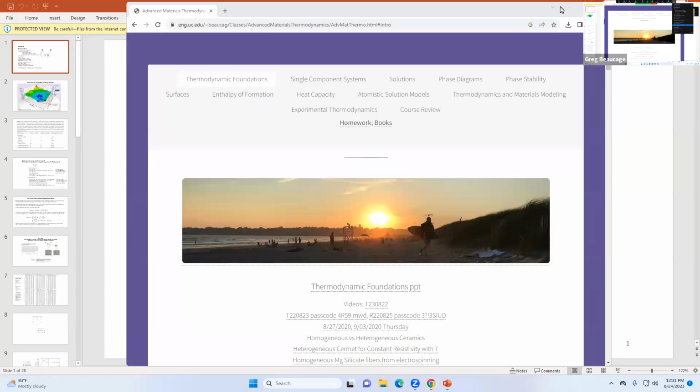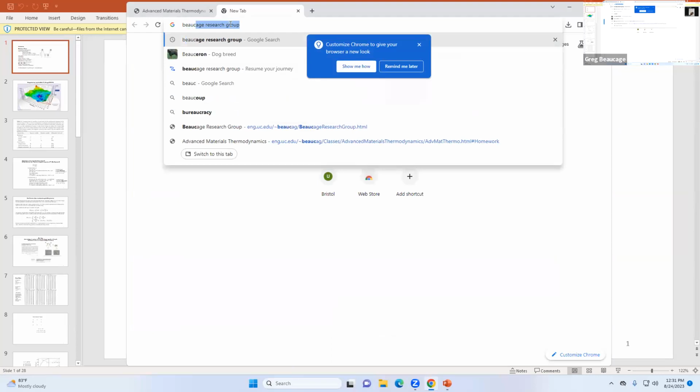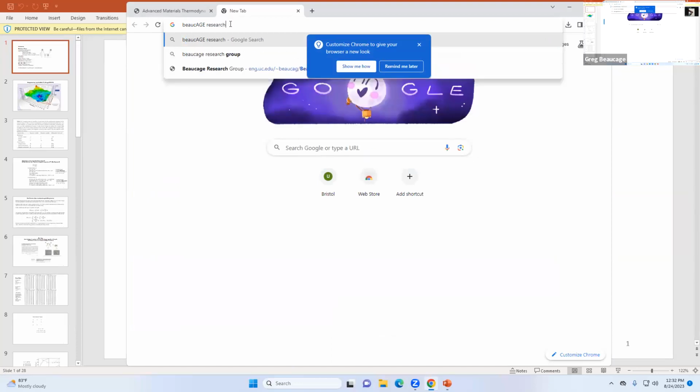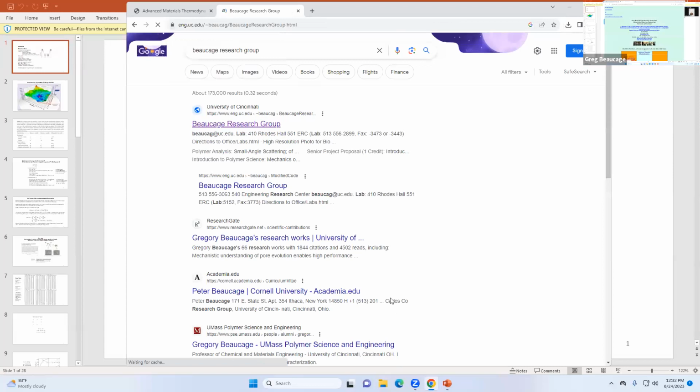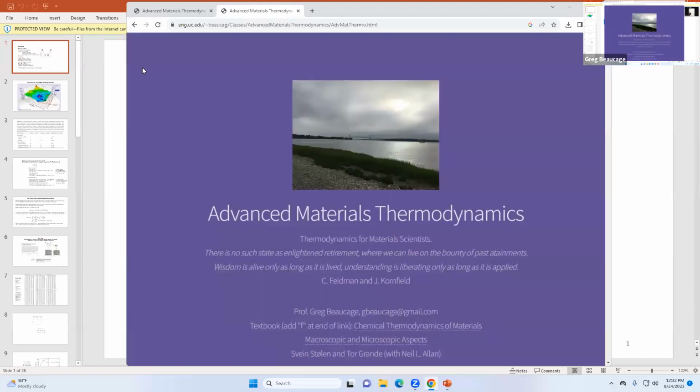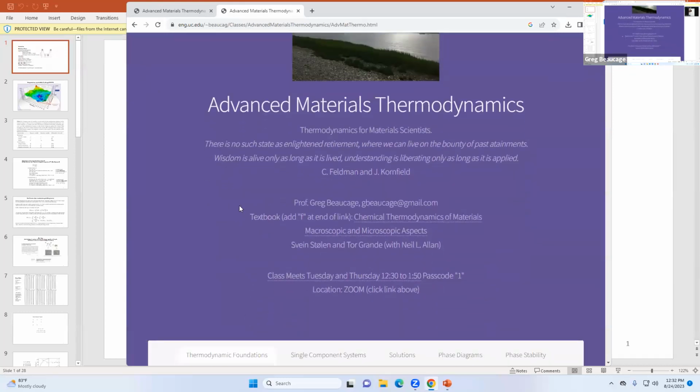Okay, and then hide. All right, so to get to this, you have to know my name. I don't think capital matters, and I think there are now quite a few Beaucages. Before there weren't, but anyway, if you put research, you click that, you can find this, and then there's just a bunch of classes here, and it's the one at the top. Then if you click that, you get to that. Is that okay with you? All right. You don't need to write anything down, right?